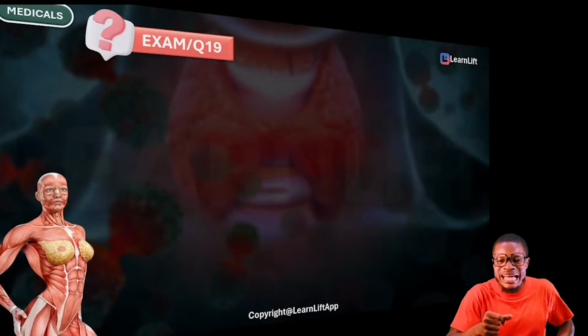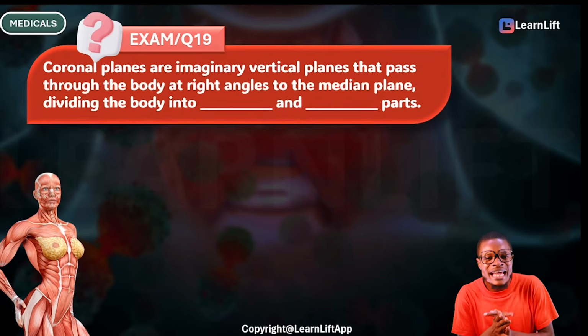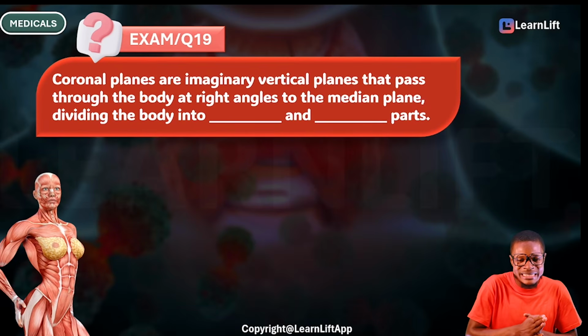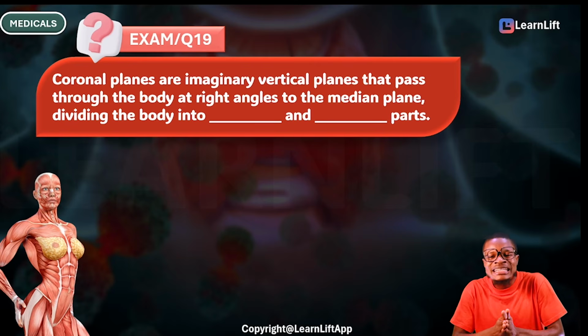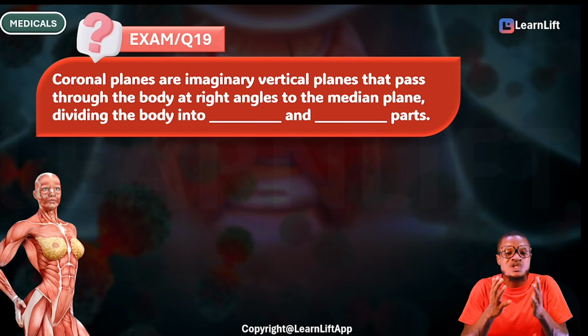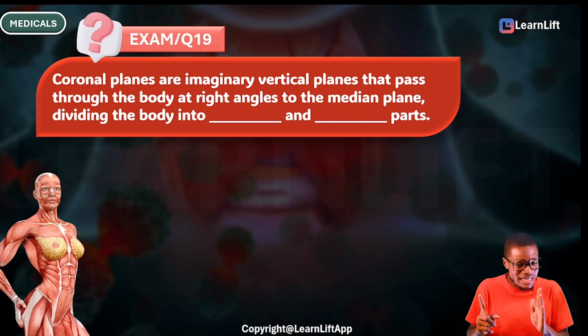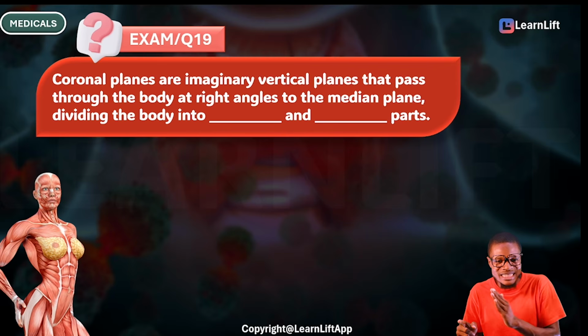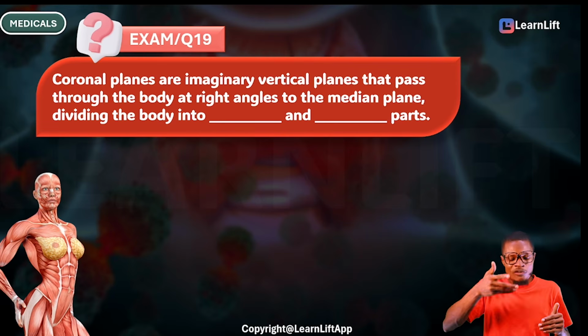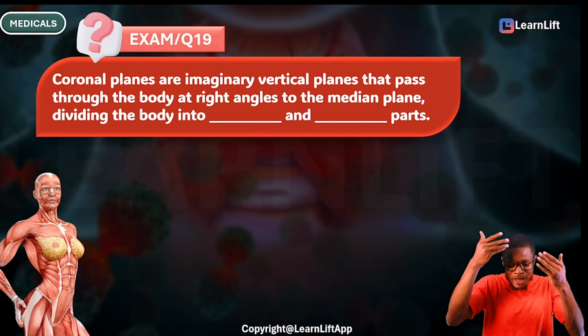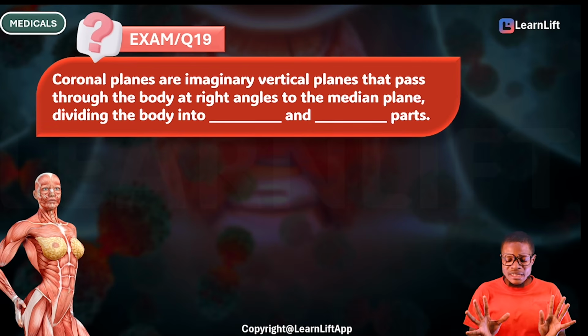Look at question number 19. I'm sure you are getting all of this. 19 says coronal planes are imaginary vertical planes that pass through the body at right angle to the median plane, dividing the body into dash and dash. Now, when you hear coronal plane, of course, it's called coronal or the frontal plane. It will divide the body into anterior and posterior.